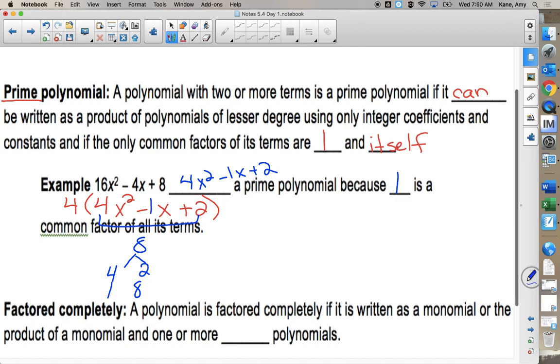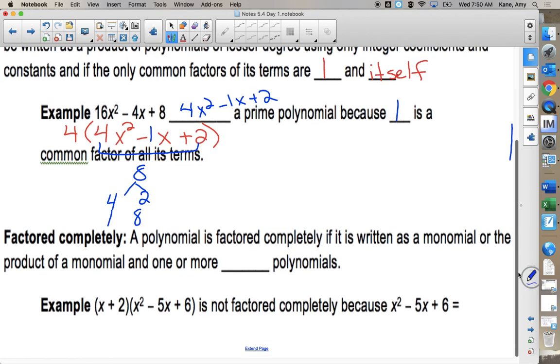So our goal will be to factor completely. Those are usually the words you'll see. Factor completely, but we want to make sure our polynomial is considered prime or isn't factorable any further. It can't be broken down. So you see those words, factor completely. A polynomial is factored completely if it is written as a monomial, or the product of monomials with one or more common polynomials.